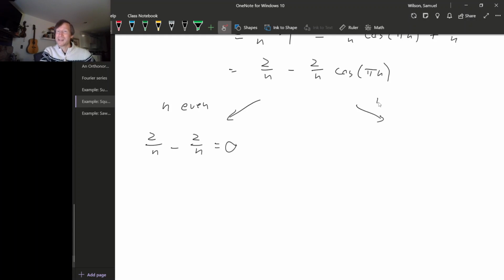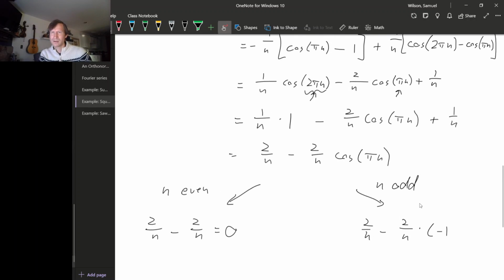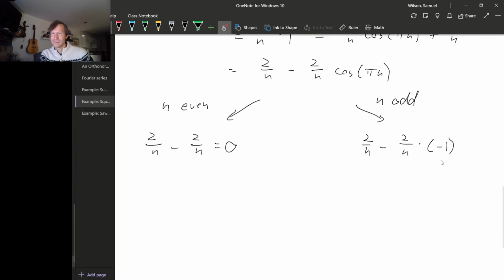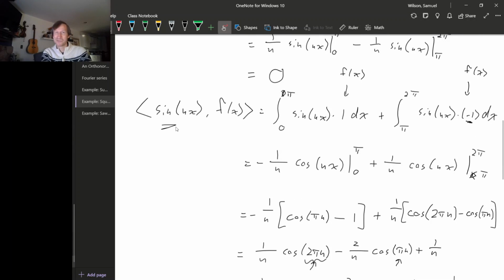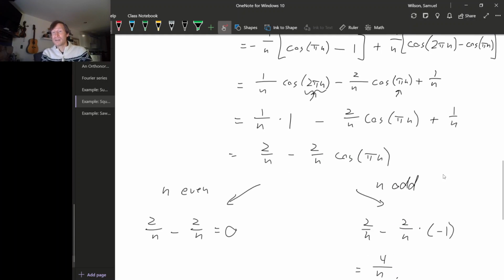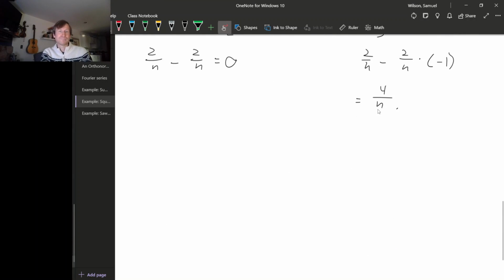But when n is odd, then we get 2 over n minus 2 over n times cosine of an odd multiple of pi. But cosine of an odd multiple of pi is minus 1. So in this case, we get 4 over n. All right, so the only non-zero components in our Fourier series are going to be the sine components. Remember, we were working out the inner product with sine, but only the odd components, not the even components.